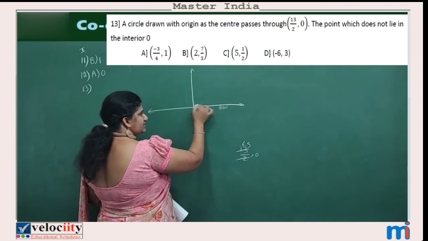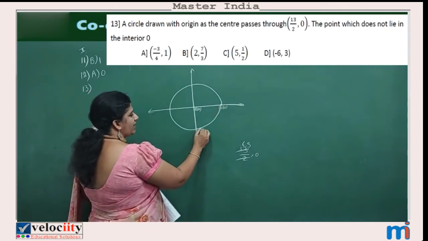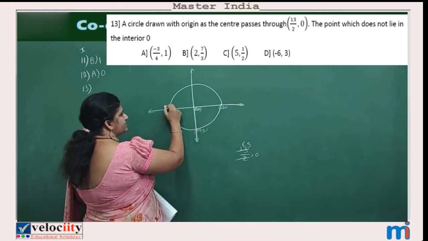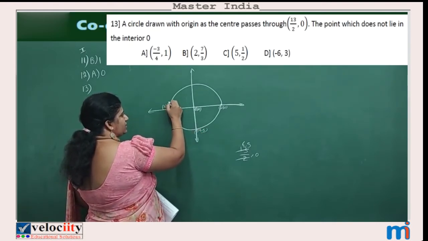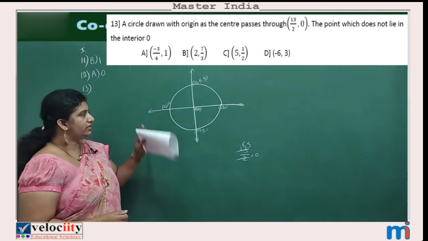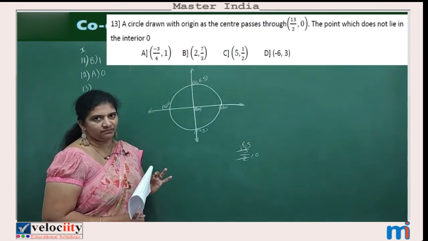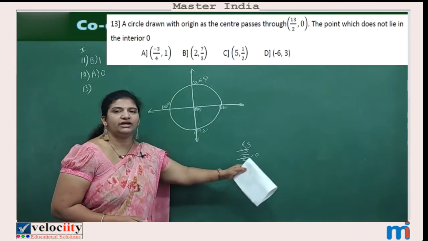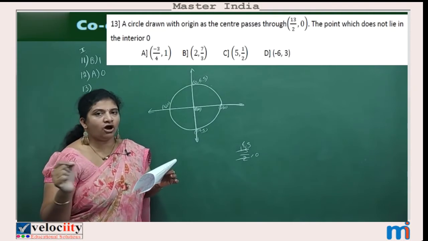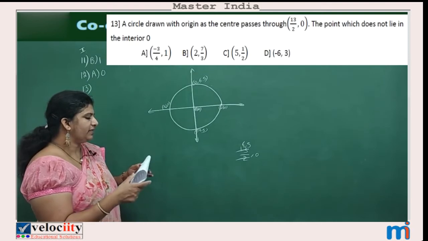So, with this as a center, draw a circle. Okay. Here, minus 6.5, you will be having 0, minus 6.5. And here it touches at minus 6.5, 0. And here it will be 0, 6.5. Okay. In this way, a circle is drawn with the center at the origin and touching at the point 13 by 2, 0. And what is your question here? The point which does not lie in the interior of the circle. Okay, let us see from the options here.